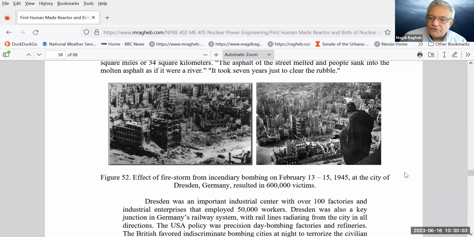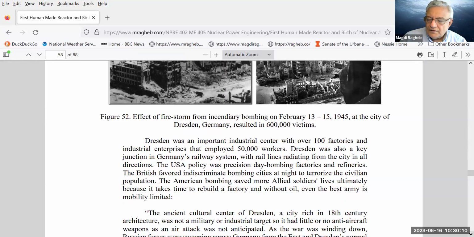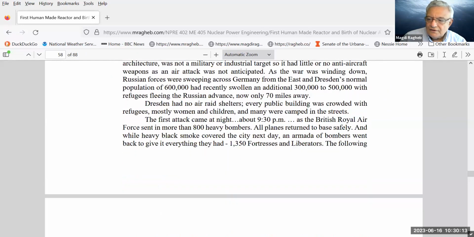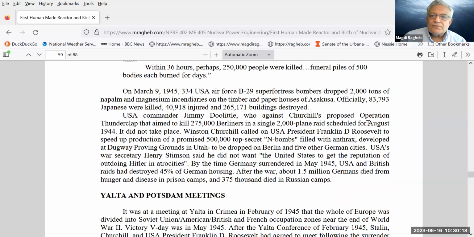So the damage that can happen from conventional warfare is less than nuclear devices, but nevertheless, both of them are killers of humans. That happened with the B-29 fortresses in 1945. They dropped 2,000 tons of napalm and magnesium incendiary bombs on the timber and paper houses. Officially, 83,793 Japanese were killed. It was a very nasty situation in that case.